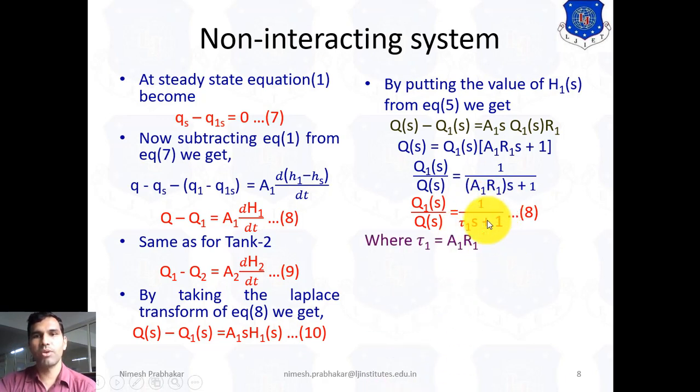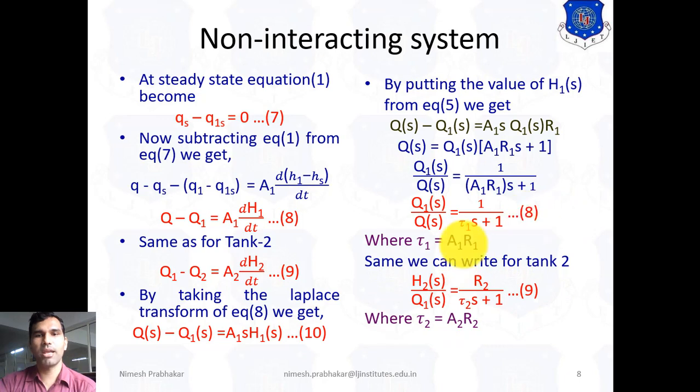Now same as we can write the equation for the tank 2. So for tank 2 we can write the equation as H2s upon Q1s equals R2 upon tau 2 S plus 1. Here tau 2 represents A2 into R2. So we get two equations. This is the Laplace transform equation for the tank 1 and this equation for the tank 2.